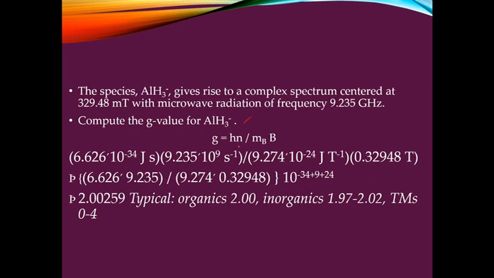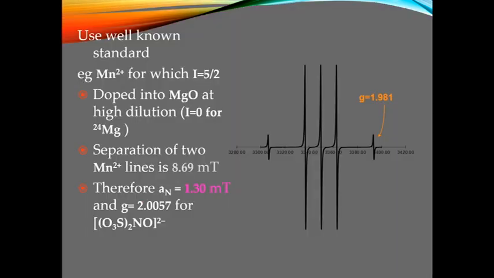It is sometimes given as g equal to h nu over mu B B. So the values are given. You can simply substitute. This is a reference, so a simple substitution can give you the g value. Sometimes the g value is given and you're asked to calculate nu. The g value is slightly changing, for example 2.0025, it should be 2.3, it should be 2.4 or something like that.